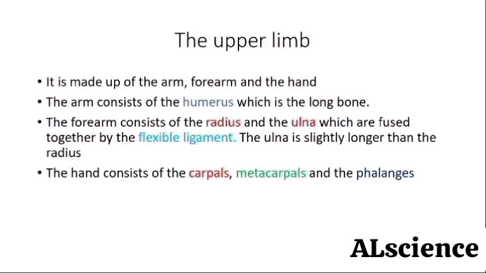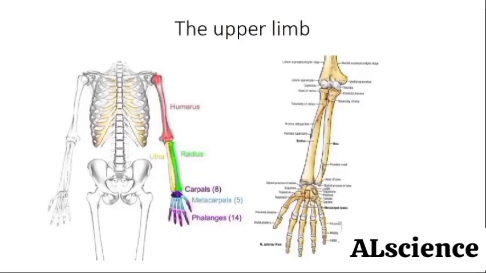So let's talk about the hand. The hand is made up of several bones, which are the carpals, the metacarpals, and the phalanges. The numbers: the carpals have 8. There are 8 bones in the carpals. For metacarpals, we have 5. For phalanges, we have 14.